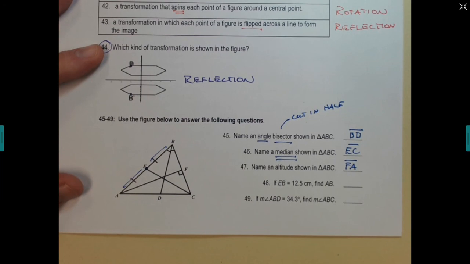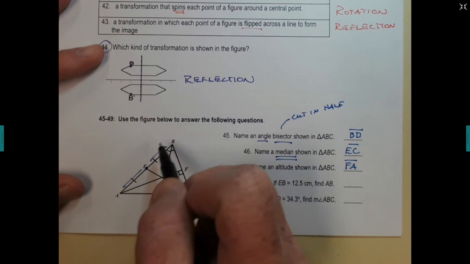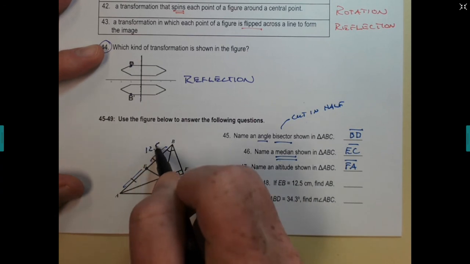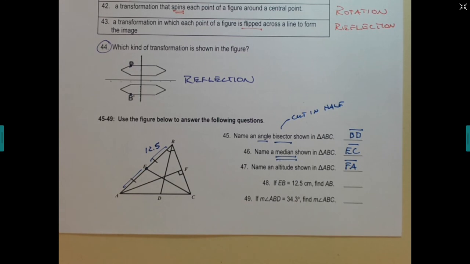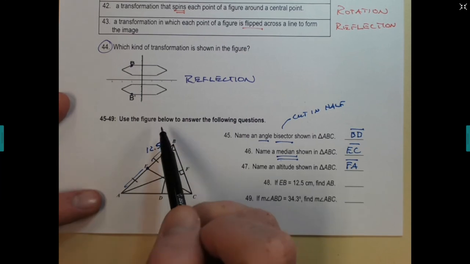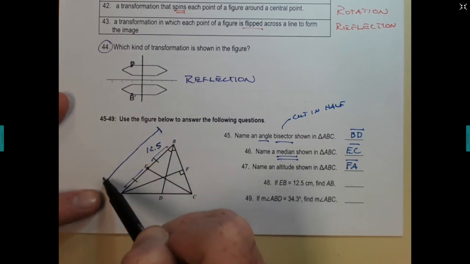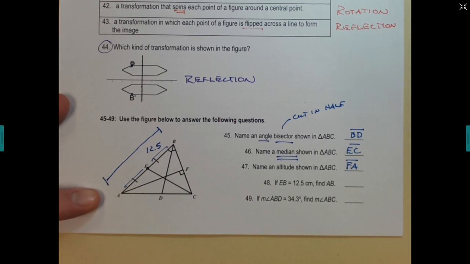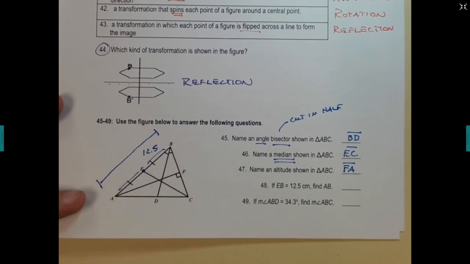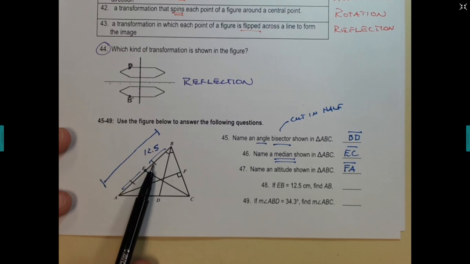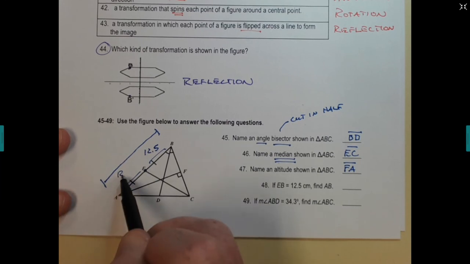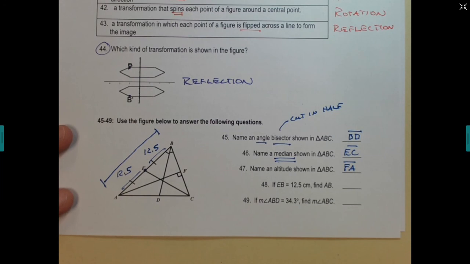Now, here we go into the more application idea. If EB measures 12.5, we'd want to find the measure of AB. David, do you have any idea what AB would have to equal? Or how we'd figure it out? I think it would be double of what 12.5 is. I totally agree, because 12.5 and this other piece has got to also be 12.5. Do you know what happens when we double 12.5?